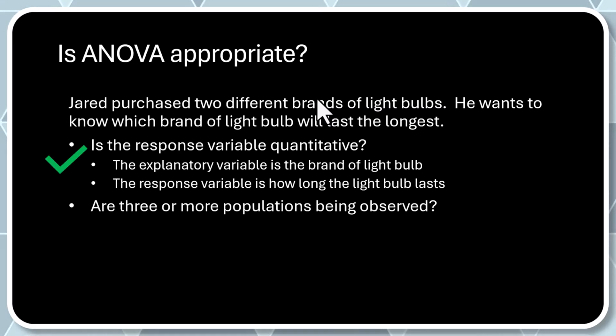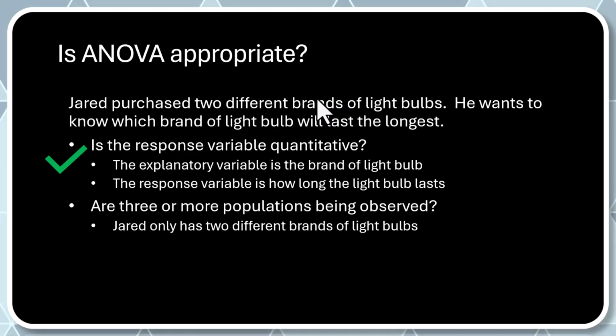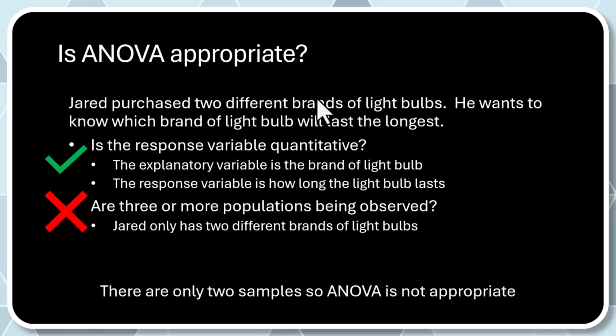And then the other requirement is, are we looking at 3 or more populations? But as you can see, Jared's only looking at 2 different brands. So yes, you could technically do ANOVA, but as we will see in future slides, it's not the best way or the most efficient way. So since we're only looking at 2 samples, ANOVA would probably not be the best approach for this example.